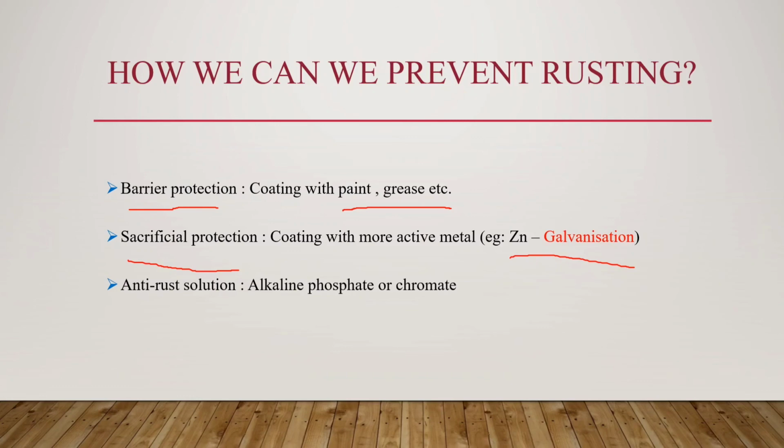Another method is the application of anti-rust solution. In this method, a solution of alkaline phosphate or alkaline chromate is applied on the iron surface, which forms an insoluble, heat-resistant iron phosphate or iron chromate which prevents rusting. This is usually used in car radiators.